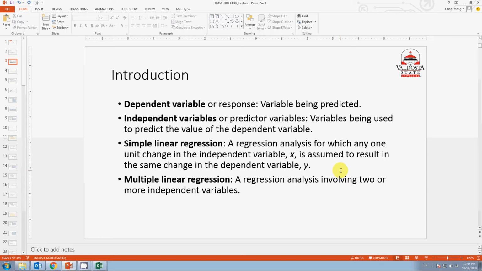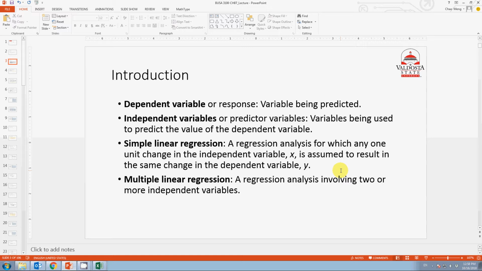And as I said, in this video, we will talk about two regression techniques. One is simple linear regression, the other is multiple linear regression. But before that, let's review some of the terms we learned in the statistics class. So the first one is called dependent variable or response variable. That is the variable we want to predict.